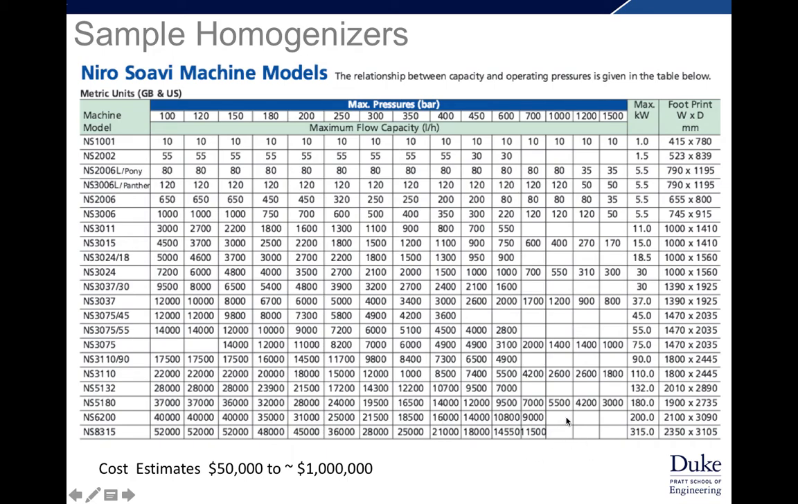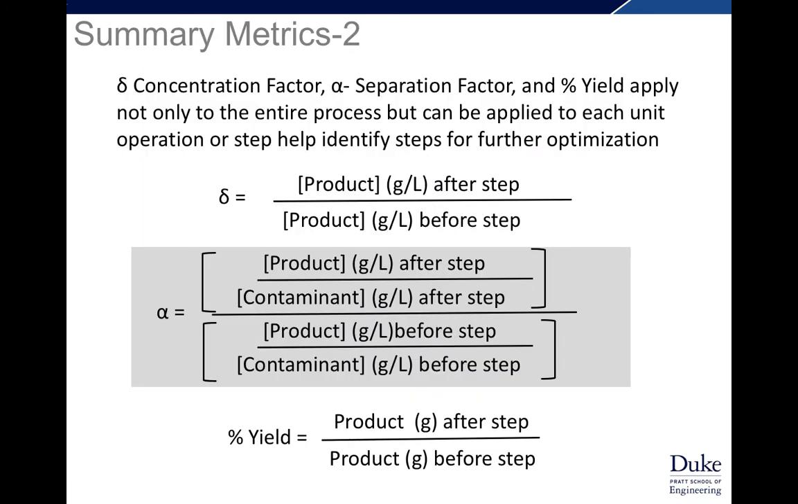Now again, if you remember our summary metrics for downstream recovery, we have three. Delta, which is the concentration factor, which is the product concentration at the end of the step over the product concentration before the step. The alpha separation factor, which is the product to contaminant ratio at the end of the step over the product to contaminant ratio before the step, and then the percent yield, which is the total amount that you receive at the end versus the amount that goes in.